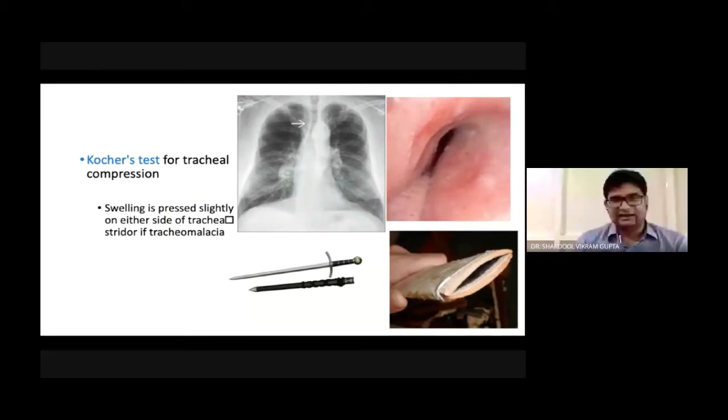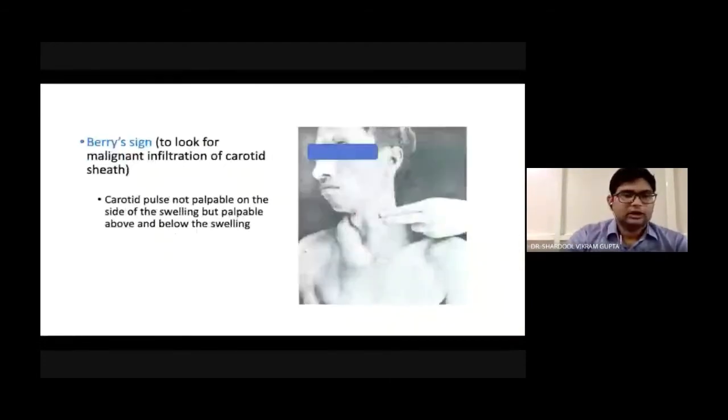Actually, this test should not be demonstrated actively, but for the exam you must know how to do it, because if the patient is normal and then develops stridor and breathing difficulty, the patient may collapse. But as I already mentioned, for the examiner, you must know the theory behind it and how to demonstrate this test. So this is Berry's sign.